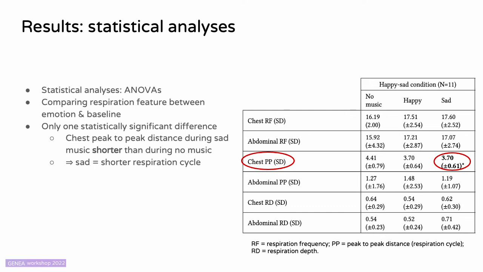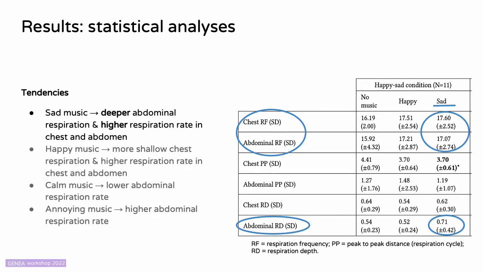Note that the peak-to-peak distance is the distance in seconds between two respiration cycles. A post-hoc pairwise comparison then showed that there was a significantly lower peak-to-peak chest respiration for sad music compared to no music. This suggests that breathing cycles become shorter when listening to sad music compared to no music listening. There was no significant difference between no music and happy music, nor between sad and happy music. Even though there was only one significant effect, when analyzing the mean differences of respiration features, certain tendencies still became visible. For example, sad music deepens the abdominal respiration, while both the chest and abdominal respiration are faster than when no music is played.